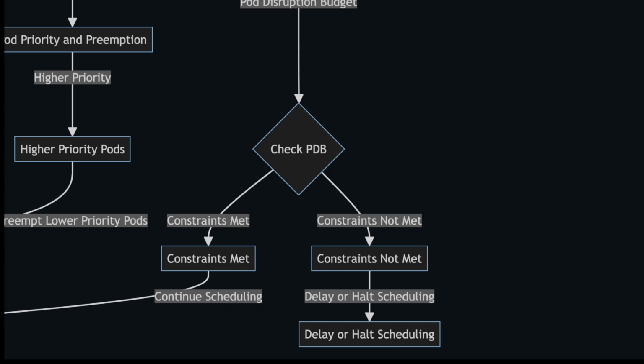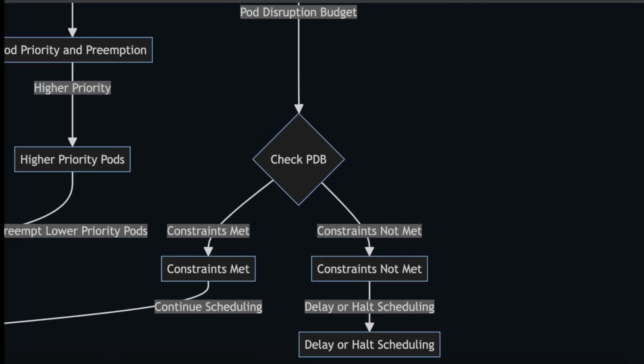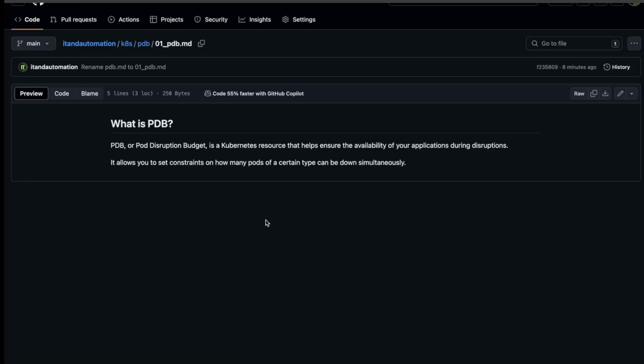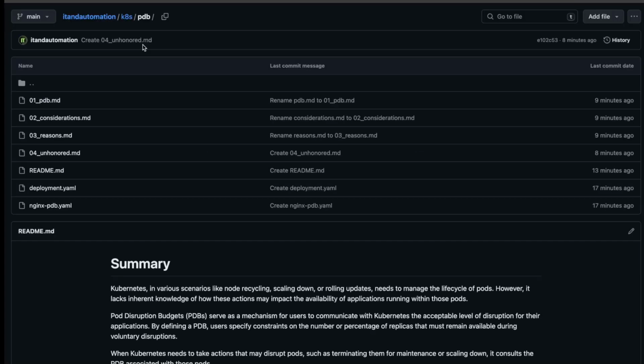So let's talk about what is PDB then, right? A Kubernetes resource that helps to ensure the availability of your application. A way to tell Kubernetes what your application state should be from an availability point of view. The simplest PDB definition I could come up with. How does PDB look from a working code perspective?